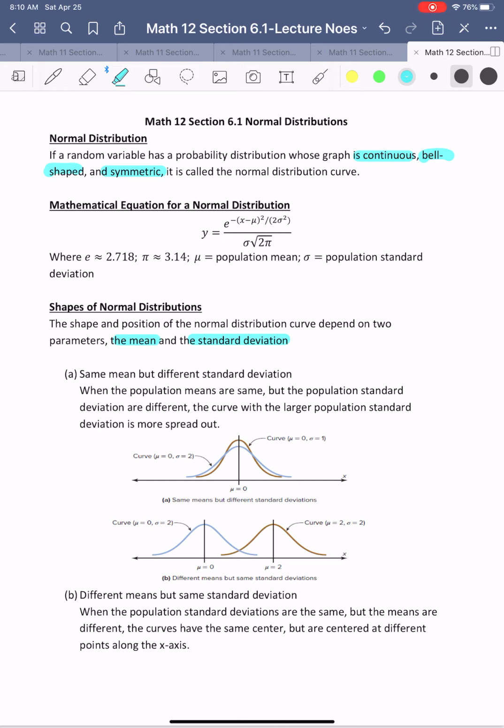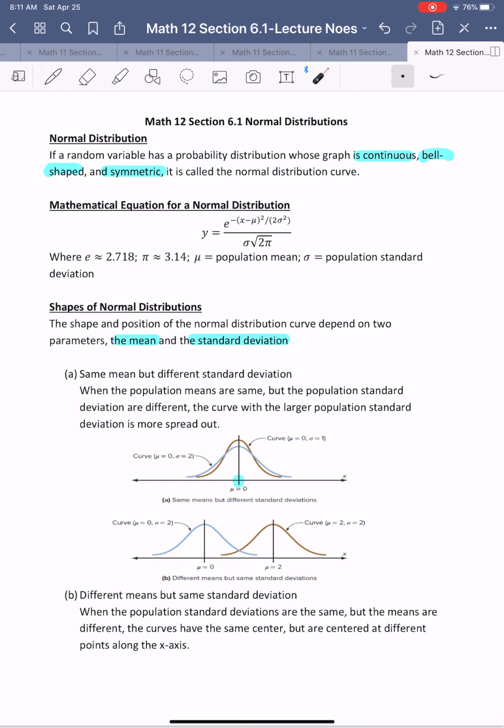When the population means are the same, as here, but the population standard deviations are different, the curve with a larger population standard deviation is more spread out than the one with the smaller population standard deviation. So you can compare the two graphs of this and then this, okay?